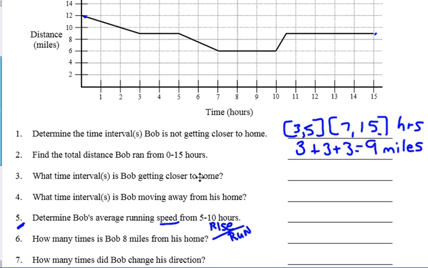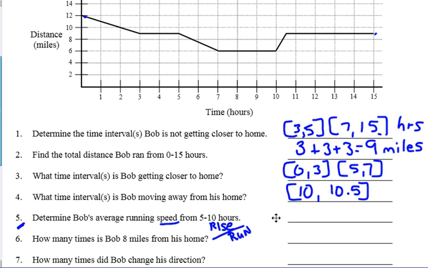What time interval is Bob getting closer to home? Right here's where he's getting closer to home. I think I said that a second ago, that this was the time he's not getting closer to home. Okay, so when is he not getting closer to home? From 3 to 5, he's not getting closer to home. From 7 to 15, he's not getting closer to home. Here's where he's getting closer to home, right here. He's moving closer to home here, and he's moving closer to home here. Again, I have a cold, I'm not thinking straight. And then number 4, 10 to 10.5. That's where he's moving away from home, because home is down here at 0.